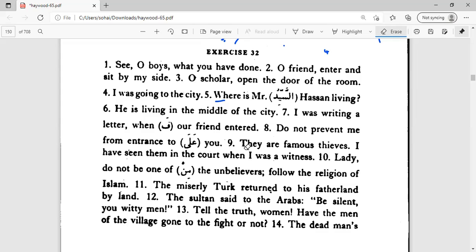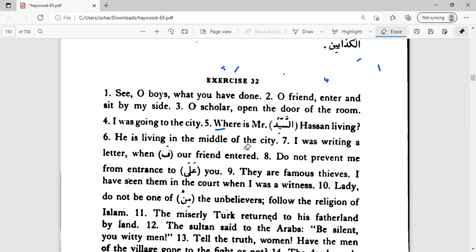I was writing a letter with our friend when our friend entered, and it tells you to use a fa. So let's do the last question. Yes, I was writing a letter when. Is it Farhana's turn? Yes, sir. Kuntu, okay. Kuntu uktubu or katiban. Katiban, okay, becomes the object of kuntu. Kuntu katiban or aktubu.